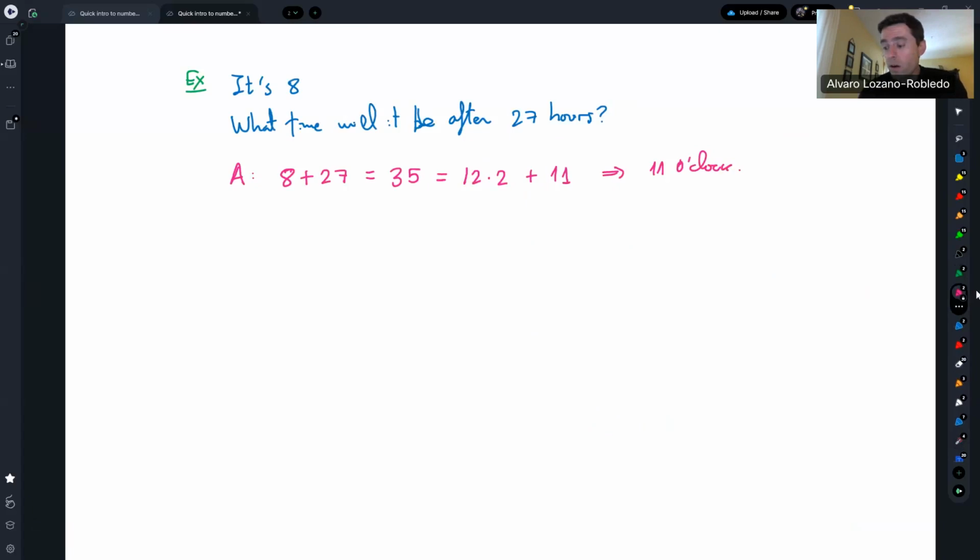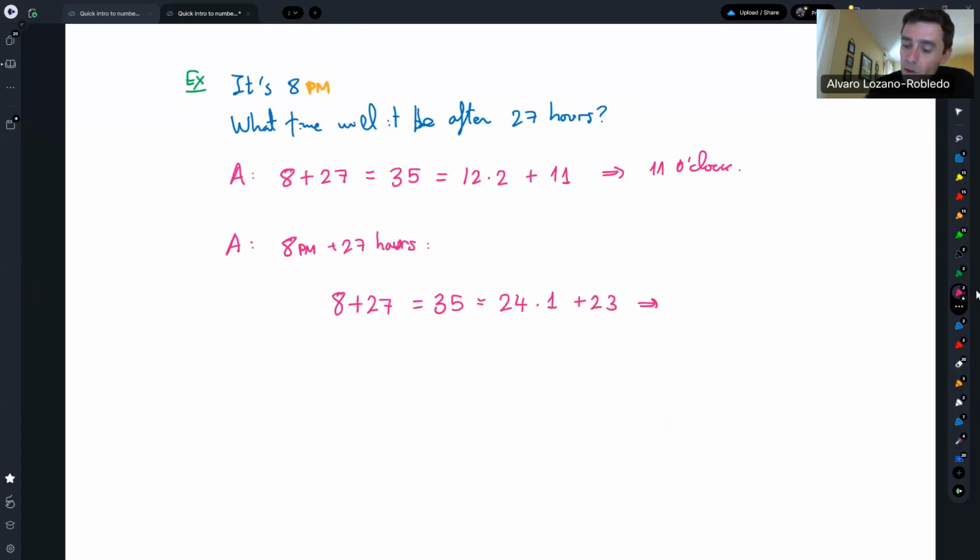If you actually want to keep track of AM and PM, and 27 hours go by, then what I need to do is keep track of my hours in a 24-hour clock. So we do long division by 24 instead. So 8 p.m. plus 27 hours: like before, 8 plus 27 is 35, but now divide by 24, that's 24 times 1 plus 23. So it will be the 23rd hour, which in a 24-hour clock is 11 p.m. Okay, so that is how we use congruences in real life.